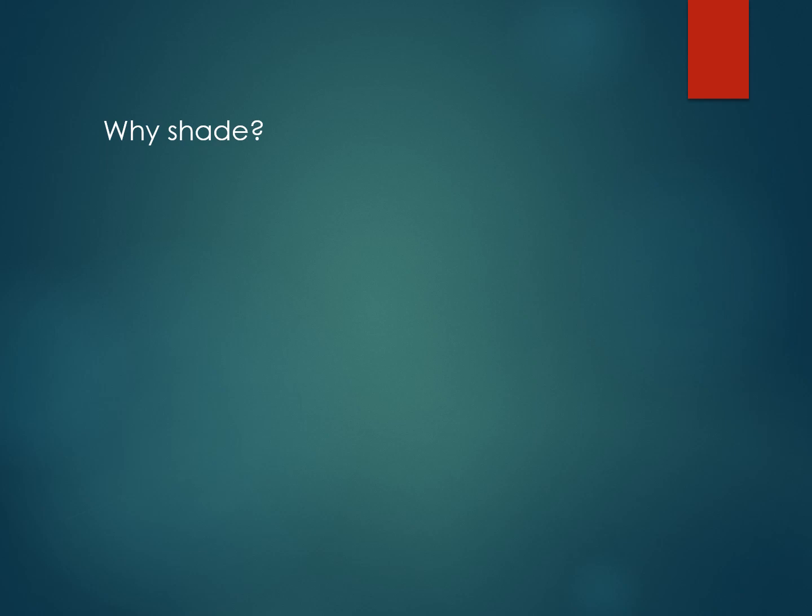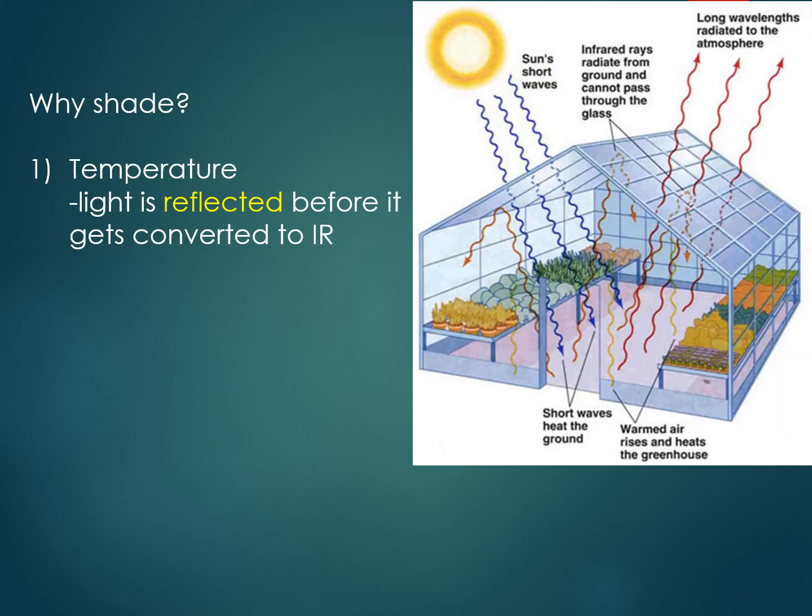So why shade in a greenhouse? We've touched on shade a few times. Temperature is obvious. If the greenhouse is getting hot, we want to block the sun from getting into the greenhouse.